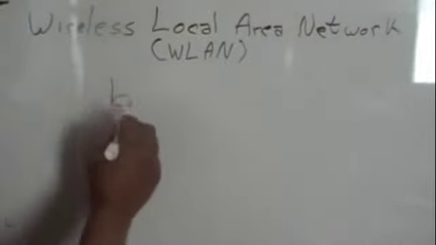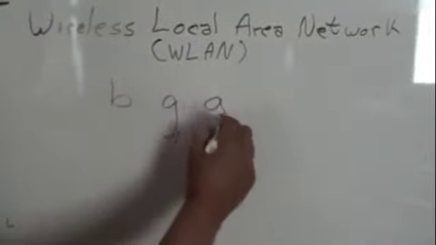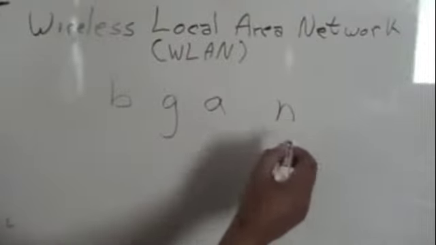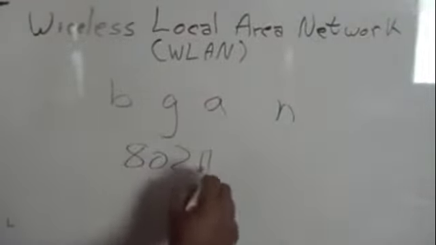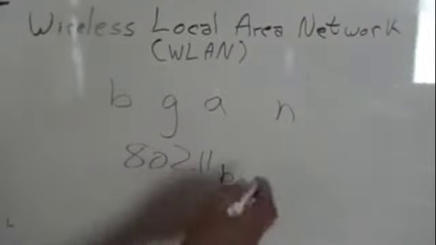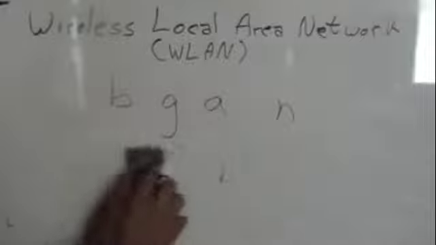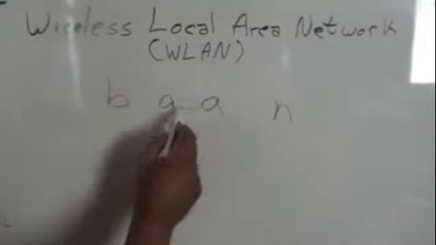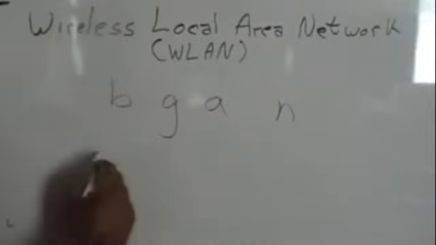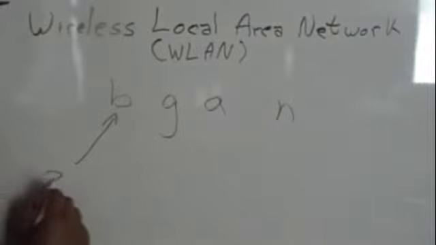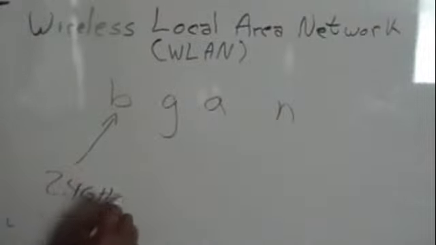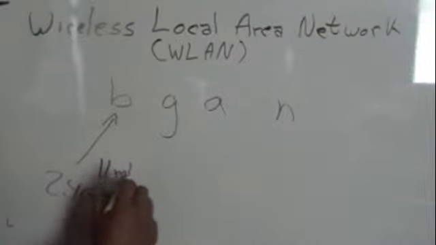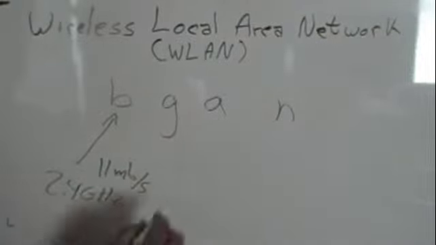Now, the basic modes of operation is kind of interesting because when you see these things, you see letters of B, G, A, and sometimes you see N. And they're usually looking like 802.11b or something like that. What does that mean? Basically, these are different frequency ranges and different modulations of how the information is getting broadcast through the air. For example, B refers to a 2.4 gigahertz signal at an 11 megabit per second rate.